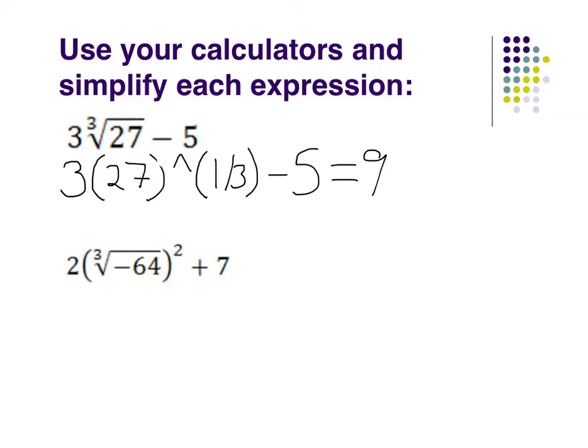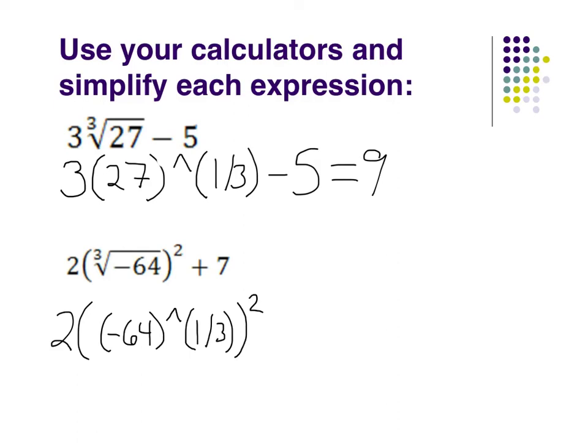This next one's a little trickier. Here I have a cube root and the whole thing is squared. So let's start out with, we have 2 times, and I got to do the cube root of negative 64. Well, the whole thing needs to be squared, so I'm just going to put a big set of parentheses around it. And then I'm going to have the cube root of negative 64. So negative 64 raised to the 1/3. Notice how I have a couple sets of parentheses going on there. Anytime I have a fraction, I put it in parentheses. And then we're going to add 7 at the end. And this should give us 39.